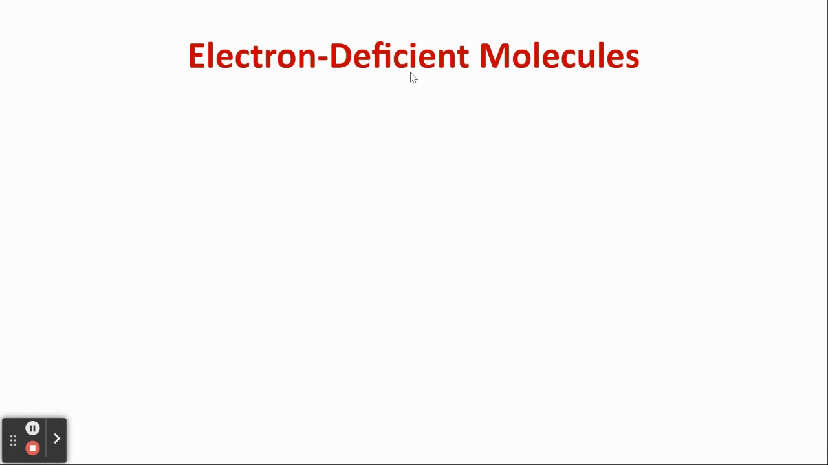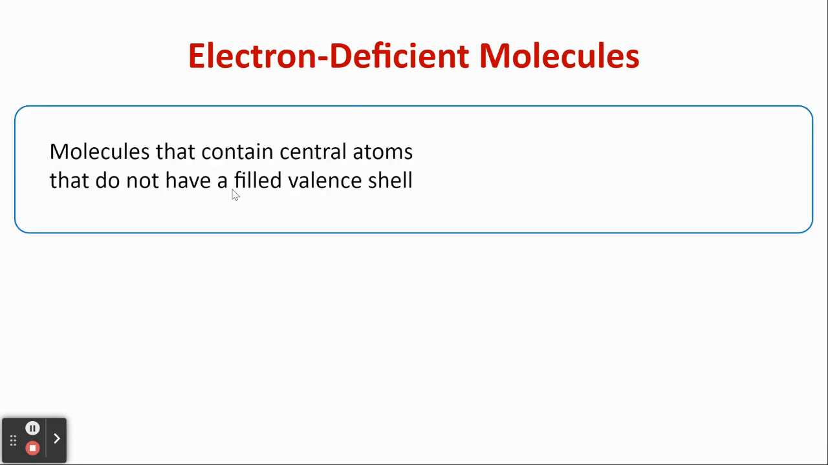Now, what does it mean to have electron deficient molecules? Sometimes we're going to see molecules that don't have a fulfilled octet. Beryllium is stable with just 4 valence electrons. So we don't fulfill the octet rule here, but this is a stable structure. Boron can be stable with just 6 valence electrons. It's an exception.